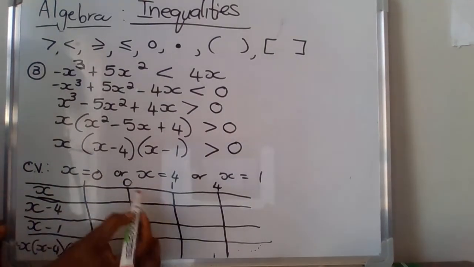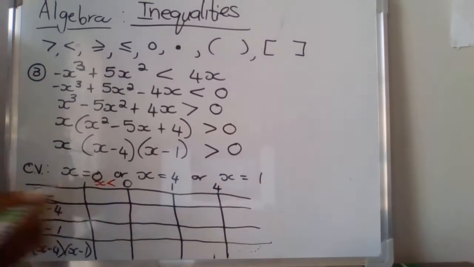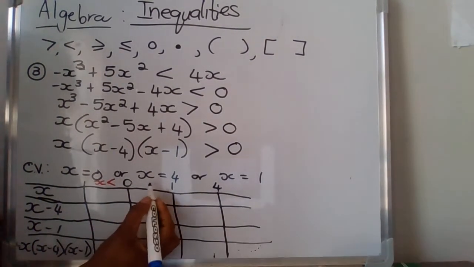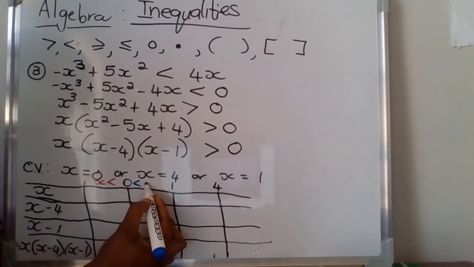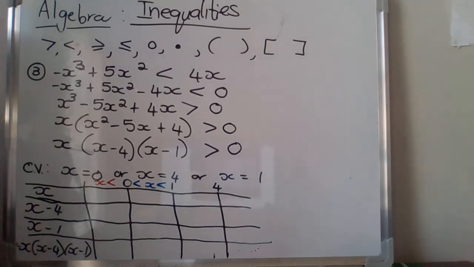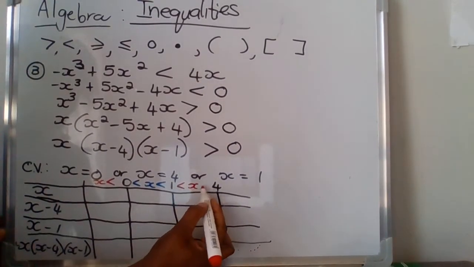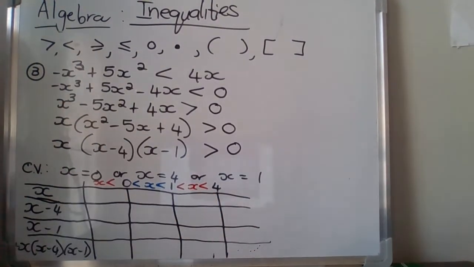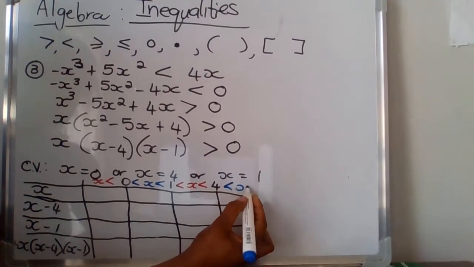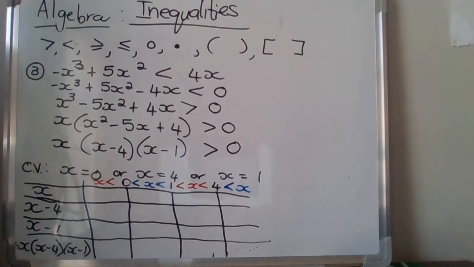So here we're going to have a scenario where x is less than 0. Then a scenario where x lies between 0 and 1. Then a scenario where x lies between 1 and 4. And then a scenario where x is greater than 4.